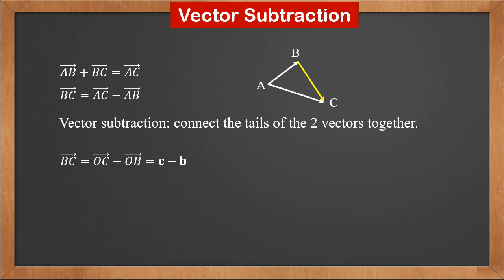Similarly, BC is OC minus OB. Since position vectors can be denoted by little letters, BC is c minus b. And MN is n minus m.